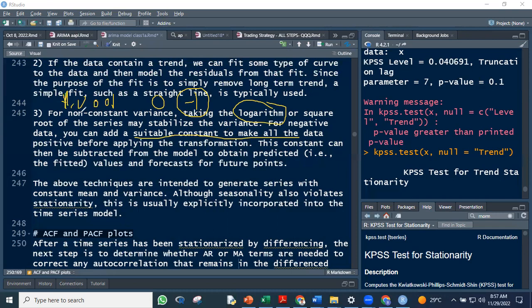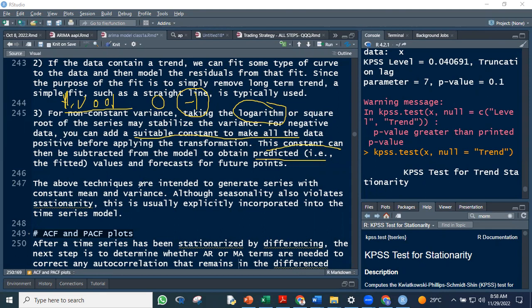Okay? So we can transform the data by adding a certain constant like this one to your series so that lahat converted into a positive number. Okay, then this constant can be then subtracted from the model to obtain the predicted, later on na, no? Kung magpre-predict na tayo after we model it.